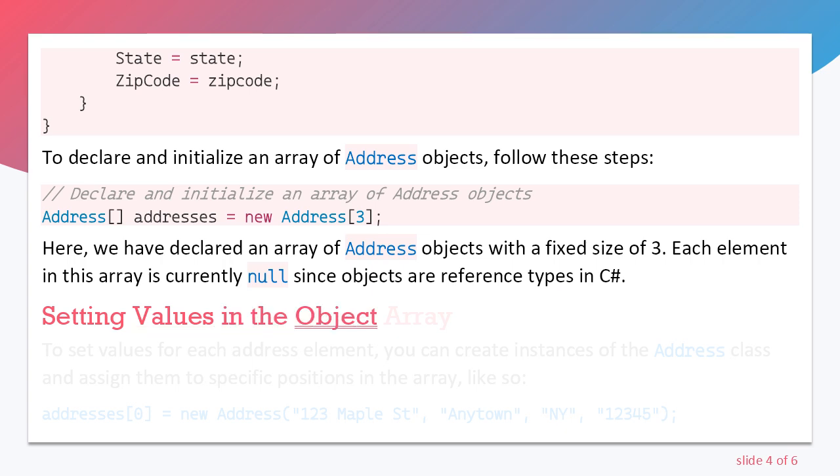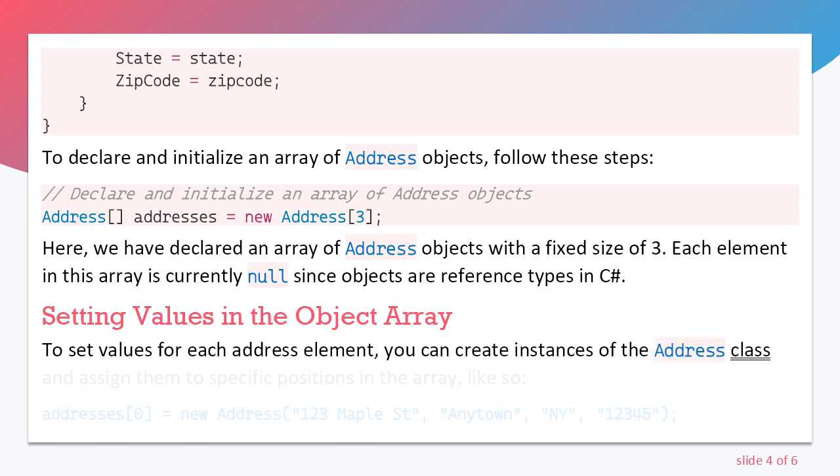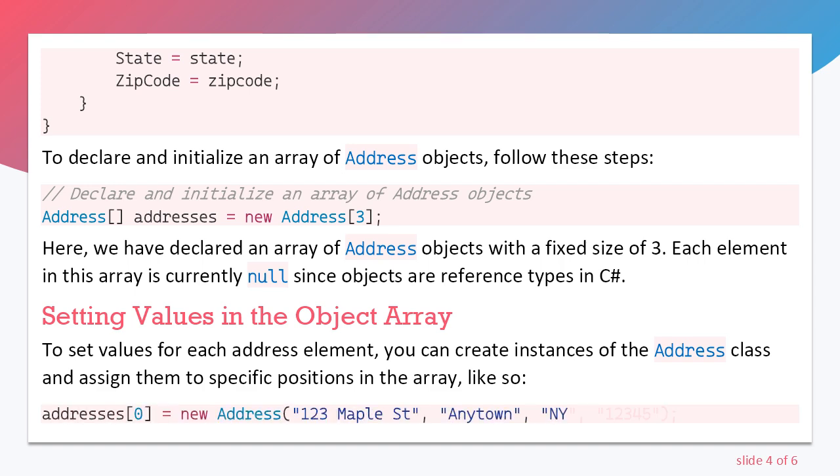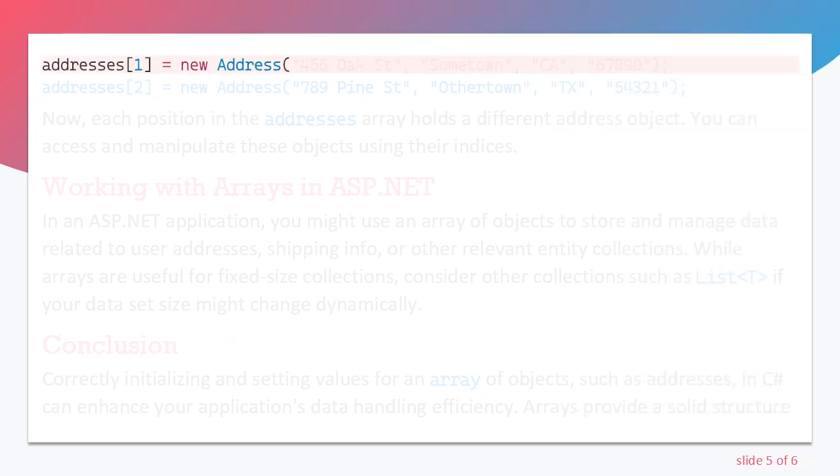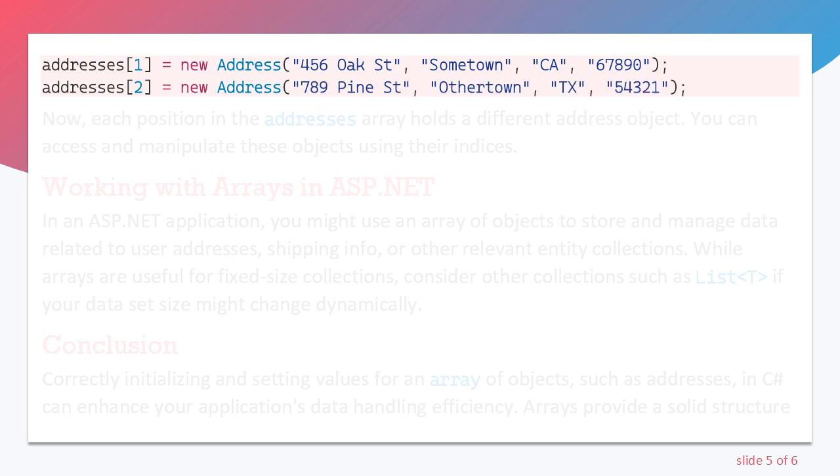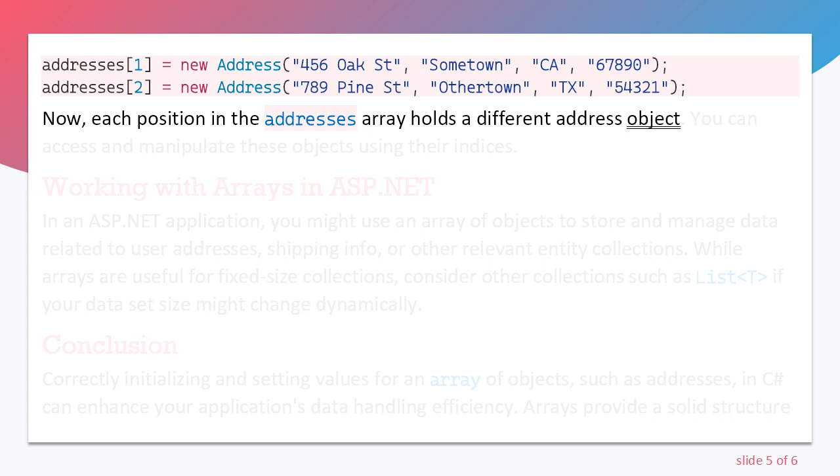Setting values in the object array. To set values for each address element, you can create instances of the address class and assign them to specific positions in the array, like so. Now, each position in the addresses array holds a different address object. You can access and manipulate these objects using their indices.